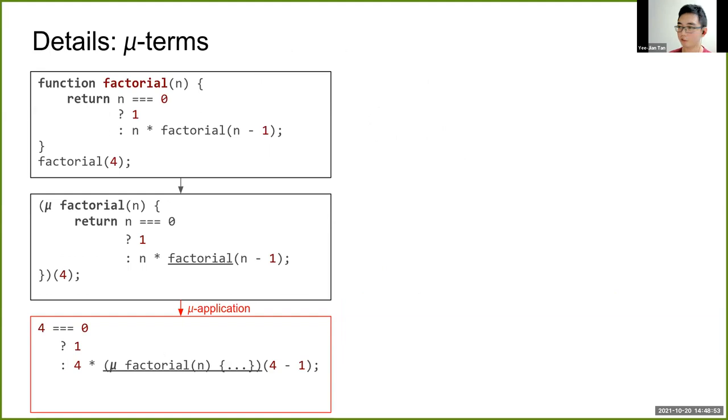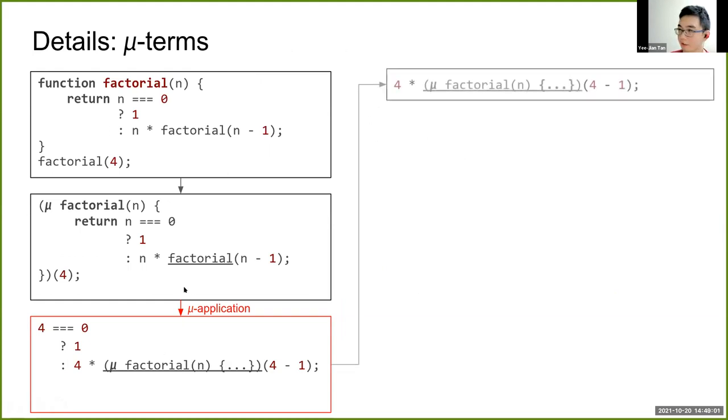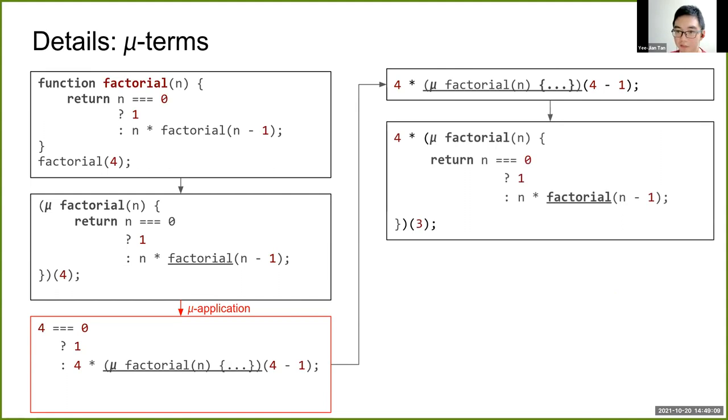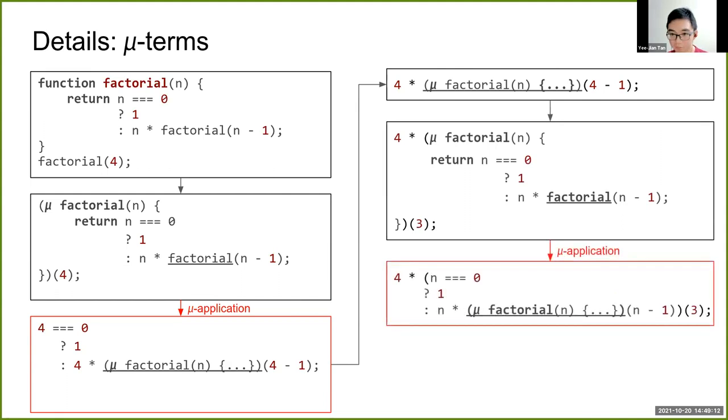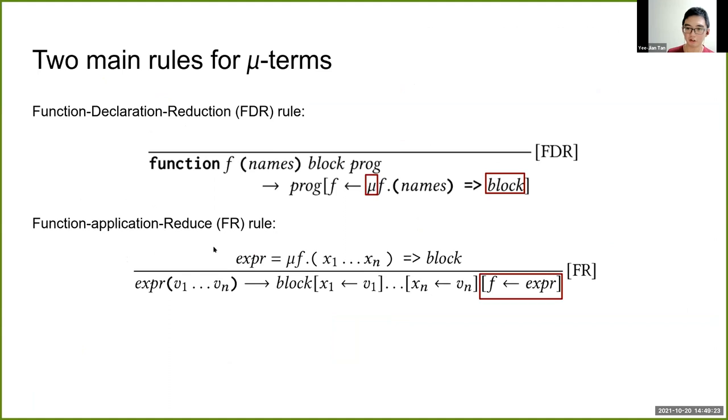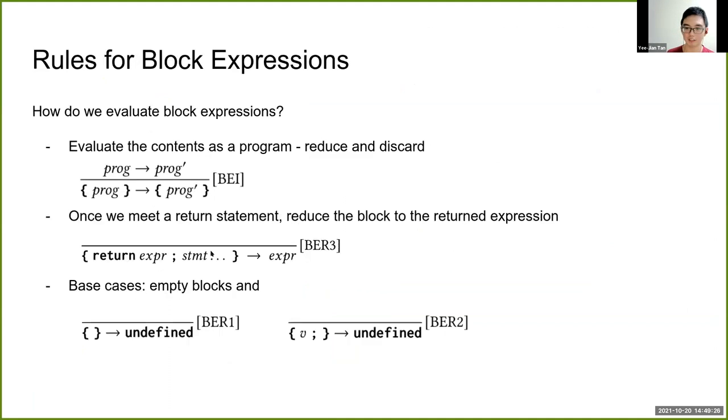After going through the mu application reduction here in red, the block expression is reduced and the block is discarded. Here, the ternary operator is evaluated, and in the alternate, we have another mu application. But this time we know that it will preserve the definition. Finally, it will reach the result of 24. And we have an explicit recursion without a naming context. We have all the gory details about mu terms and block expressions, including their reduction and introduction rules. In case you are interested about them, you can find them in our paper.